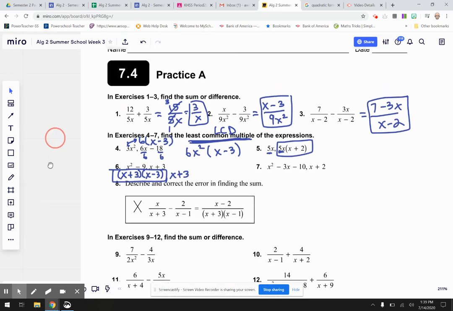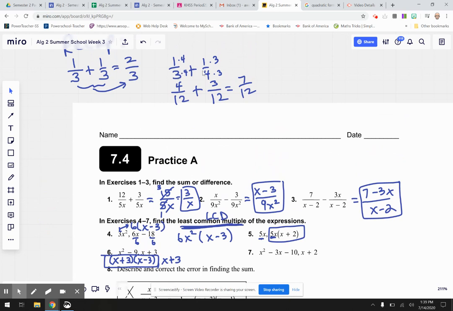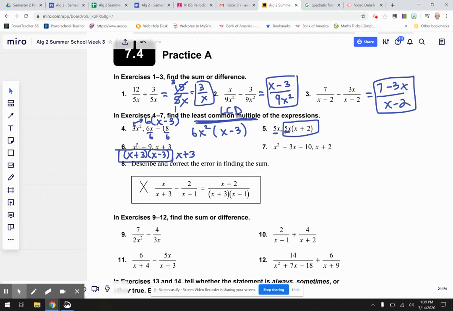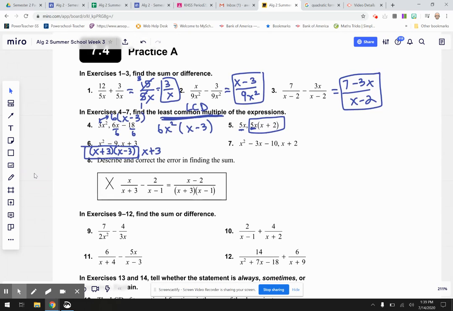Just like we did up here with 3 and 4. What could we get 3 and 4 to both become? We could get them to both become a 12, multiplying that one by 4, multiplying that one by 3. So they're asking you what could you make both of these denominators become, and they could both become this. This one is already this. This one you just need to multiply by x minus 3. Okay, number 7.